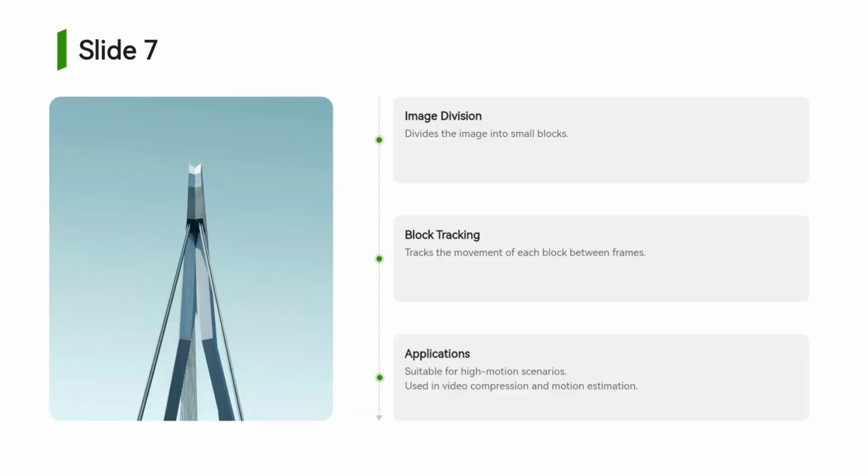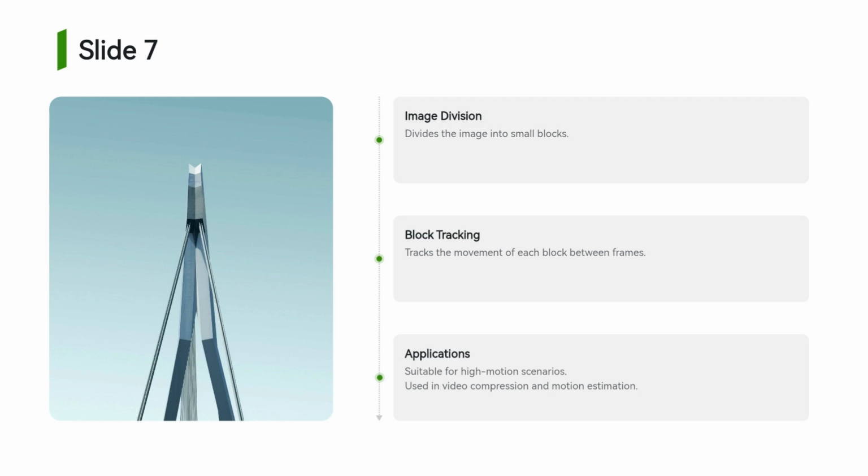Block matching is a simpler method for optical flow, often used in video compression and motion estimation. This approach divides the image into small, non-overlapping blocks and tracks their movement from one frame to the next. For each block, the algorithm searches for the best match in the next frame using a similarity measure, e.g., sum of squared differences or normalized cross-correlation.